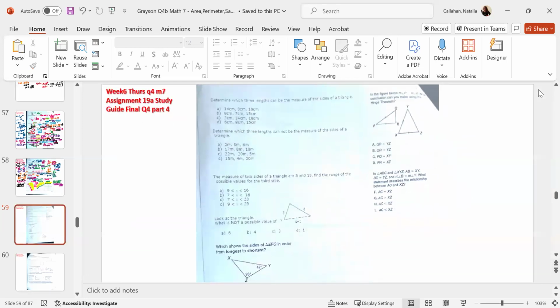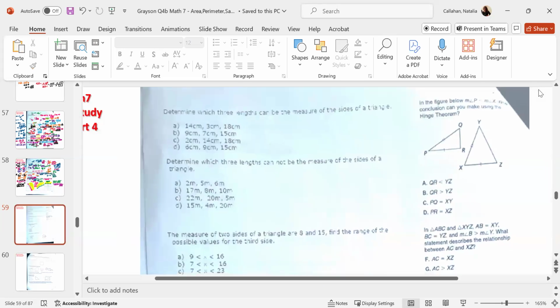Okay, so this is week 6 Thursday. This is part 4 of the study guide. All right, determine which three need to be measured as side of a triangle. Remember with the side of a triangle, the hinge rule.